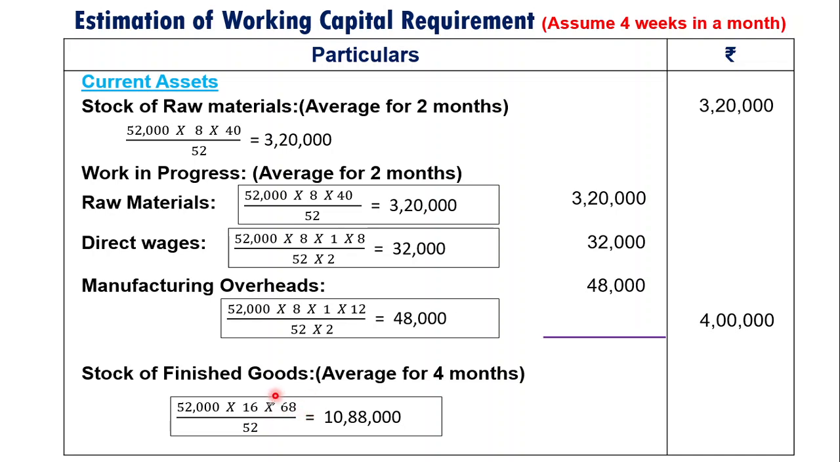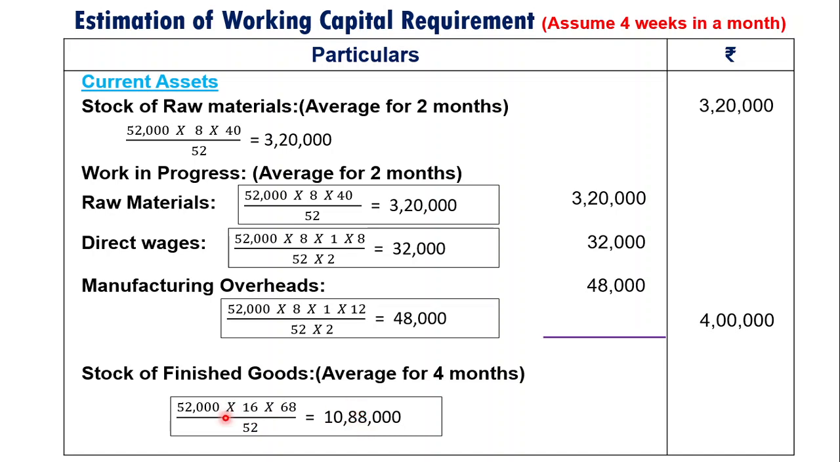What is the 68? The 68 is the total cost we ascertained based upon the given information. Observe the working note. We calculated the price per unit of raw material, direct wages, manufacturing overheads, and then selling overhead. The total of four components is taken as total cost, and the total cost is 68 rupees per unit to be taken at the time of calculation of value of finished stock.